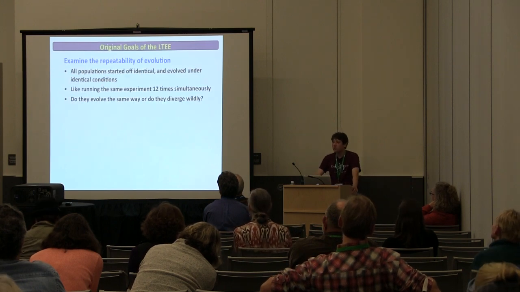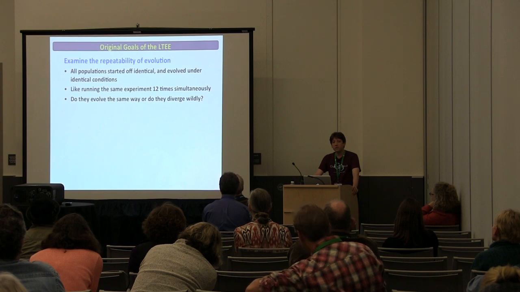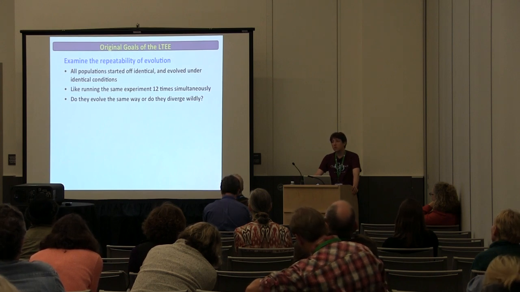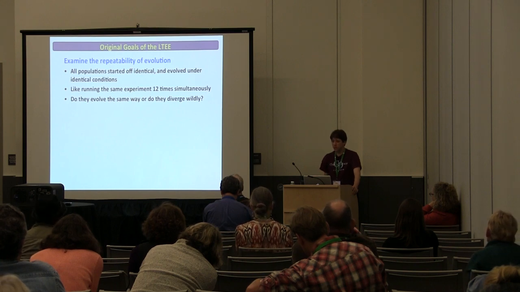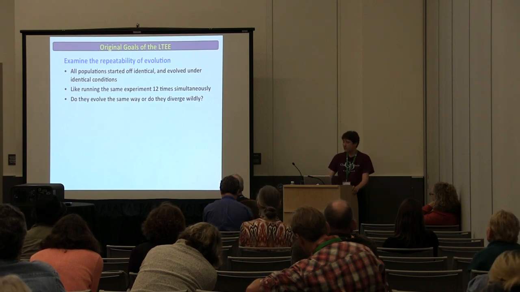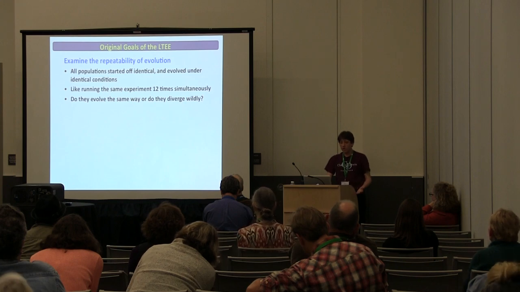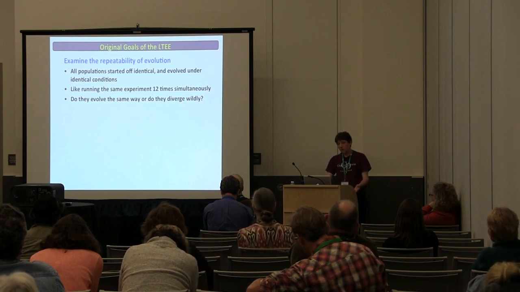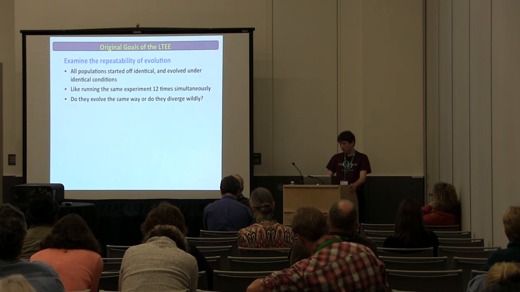Another major goal was to examine the repeatability of evolution. Now keep in mind, all the populations started out genetically identical. They came from a single cell originally, and they've evolved under identical conditions. So this has been very much like running the exact same experiment 12 times simultaneously. And so we can ask the question, do they evolve in the same way, or do they diverge wildly?